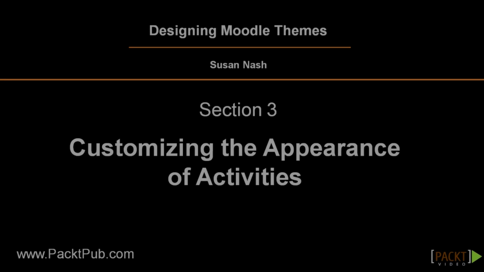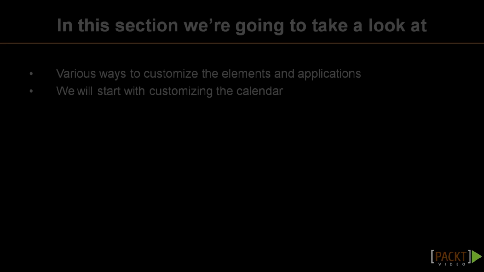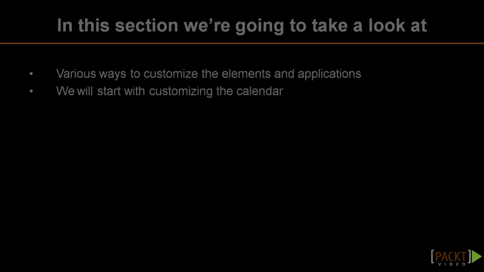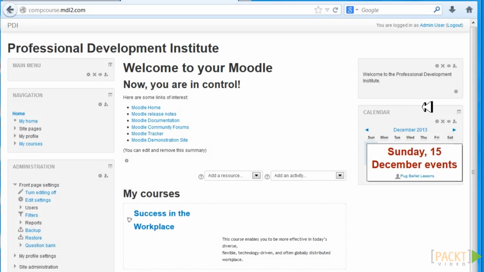3.1. Welcome to Section 3, Customizing the Appearance of Activities. Now that you know how to select and change themes which set the appearance of the entire course, you may wish to customize the appearance of various elements and applications. With this knowledge, you'll have more tools at your disposal, and you'll be able to customize your course so that its appearance corresponds with functionality and, of course, with the overall goals and objectives. So in this section, which is 3.1, we're going to learn how to customize a calendar.